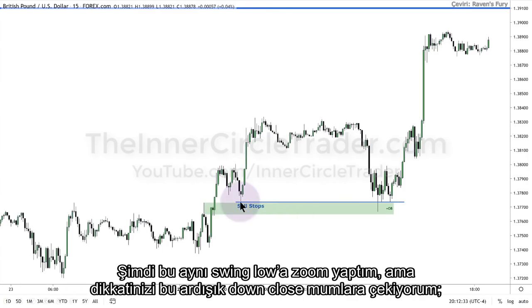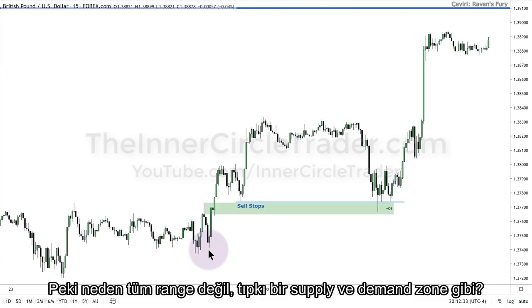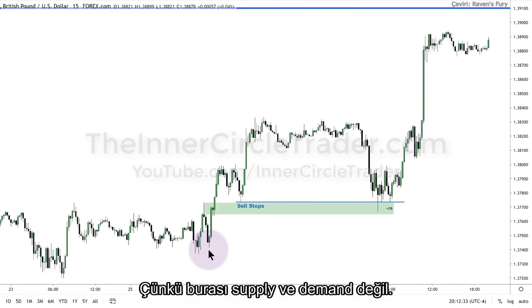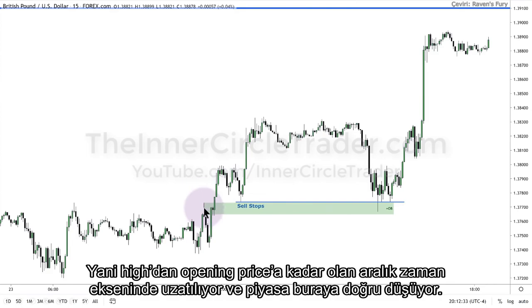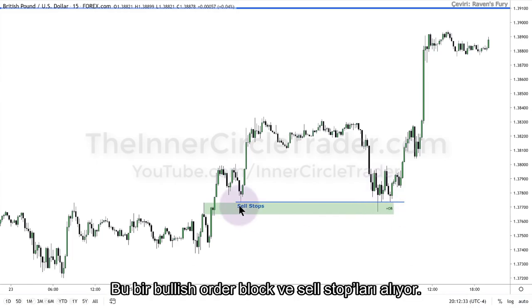Now this is that same swing low, zoomed in, but I'm drawing your attention to these consecutive down close candles, because this is a bullish order block, the high to the opening price. Now why not the entire range like a supply and demand zone would be? Well, this is not supply and demand. So it's the high down to the opening price, extend it out in time, and the market drops down into that. That's a bullish order block, and it's taking out sell stops.